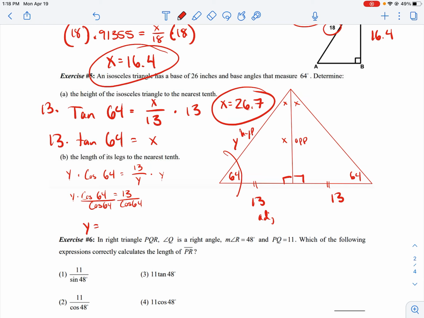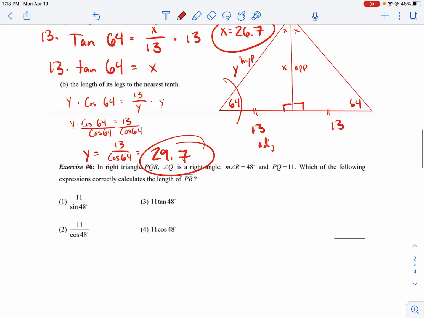So y is equal to 13 divided by the cosine of 64 degrees, using the ratio created by the adjacent and the hypotenuse side of 64 degrees, which is 29.7 to the nearest tenth. That makes sense, because the hypotenuse leg should always be the longest side of the two.